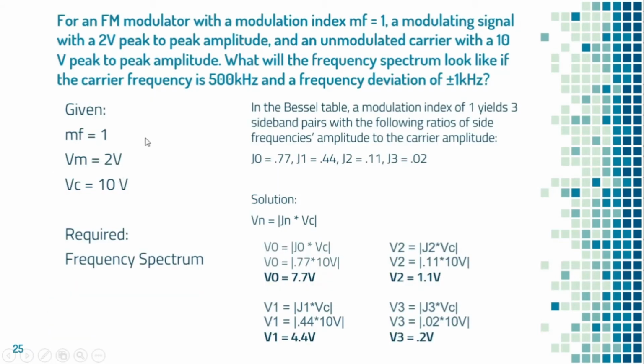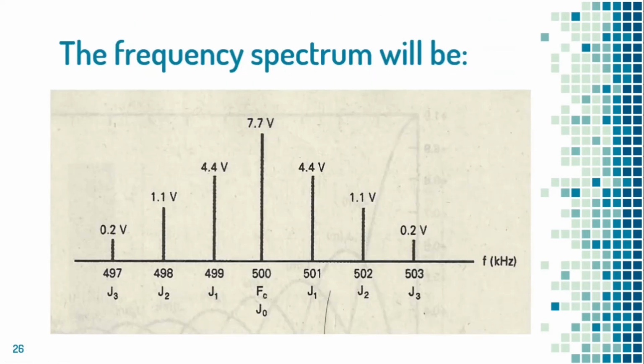And as you can see, yung carrier frequency na 500 kHz ay may frequency deviation plus or minus 1 kHz. So dito sa horizontal plane, every sideband will have a frequency that is Fc plus kung ano man yung frequency deviation niya.